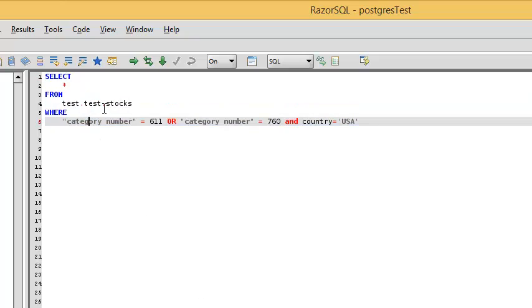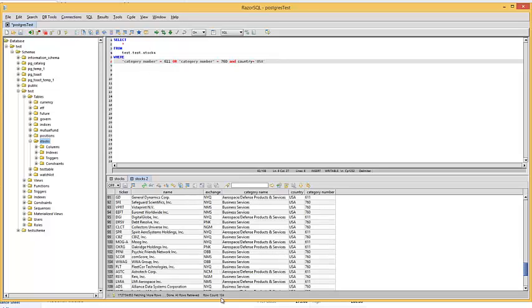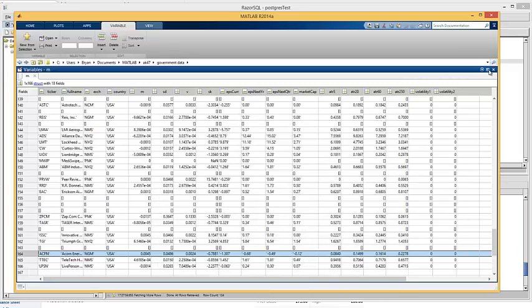So in this case, I do a query on my database for all potential stock selection that are in the category of 760, again, business services, or 760 or 611, which is this defense aerospace sector. So when I run the query, I get 124 stocks. Now out of that, I have another query here that is quite interesting.